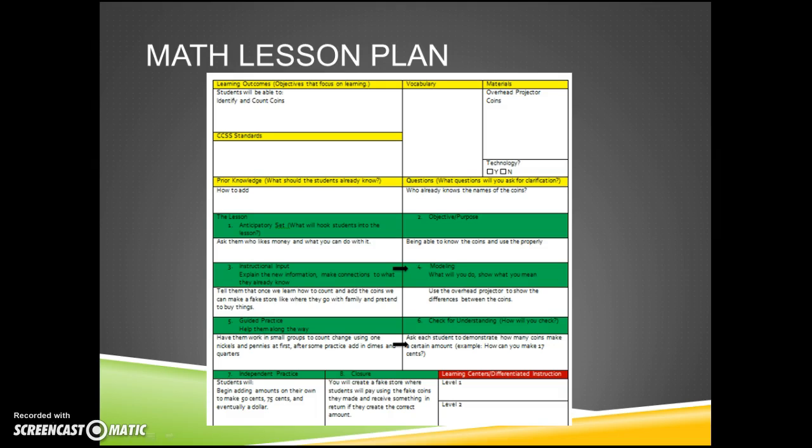An example of a math lesson plan would be to identify and count coins. The end game that you would want for students is that they would be able to add the coins up so they could create change or know how much something costs.